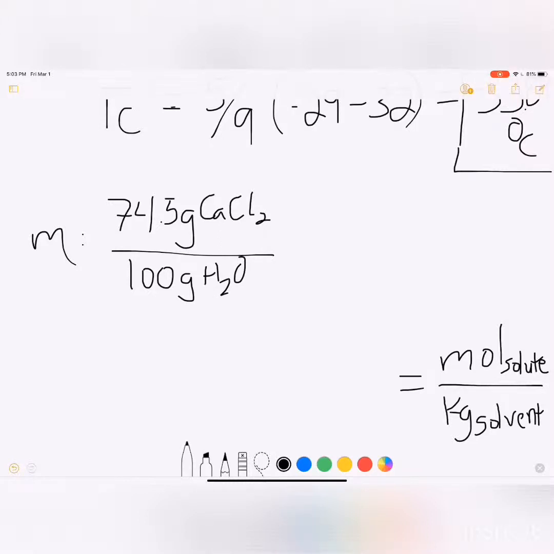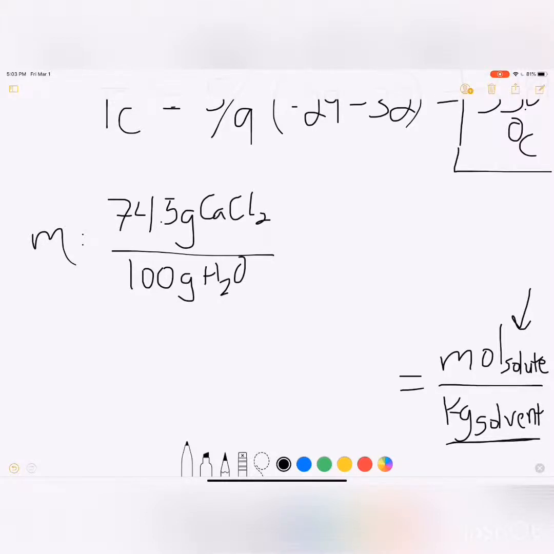Okay, now why did I put calcium chloride on the top and water on the bottom? Well, again, I'm letting my units guide me. So I know that my solvent is water, and I know that my solute is the solid, which is calcium chloride that we dissolve into there. So that's why I start with my solute on the top and my solvent on the bottom, because that's where I want them to end up as well.